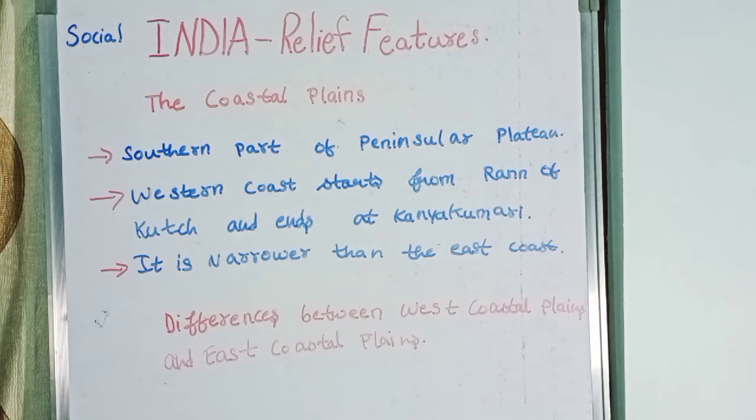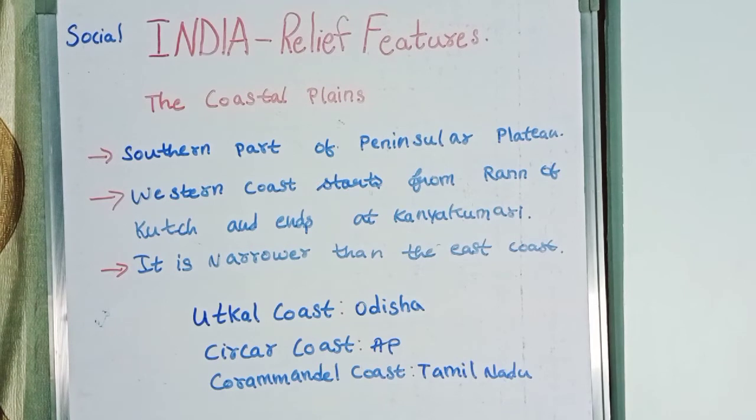The Eastern Coastal Plain stretches from Mahanadi in Odisha to Kaveri Delta in Tamil Nadu. These plains are wide and have a large surface structure. It can be divided into three parts: Utkal Coast, Sarkar Coast and Coromandel Coast. Deltas and lakes are formed here. Utkal Coast is in Odisha, Sarkar Coast means Andhra Pradesh, and Coromandel Coast is in Tamil Nadu. With this we have completed the coastal plains.